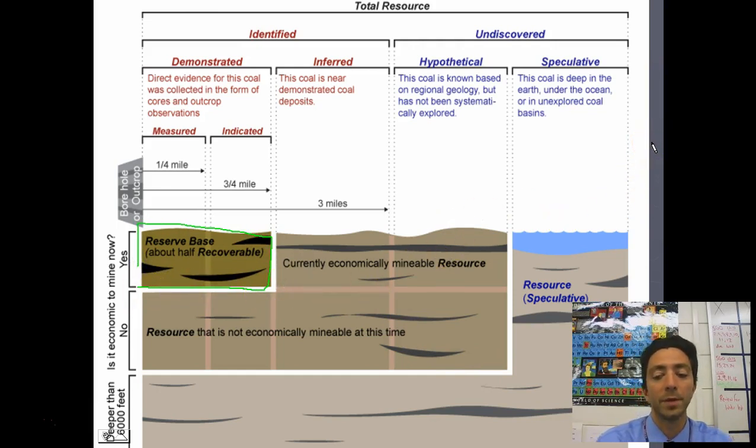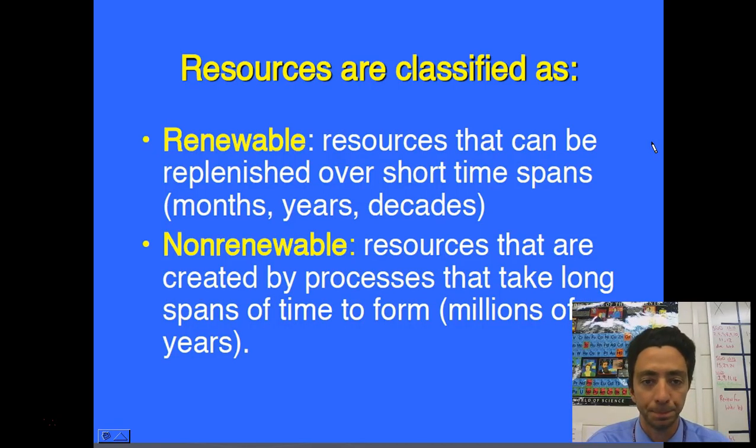So there's more stuff out there that we either know about and can't afford to go get or don't have the technology to go get, or stuff that we haven't discovered yet. And we're hoping that when we do discover it, it would be something we can financially cover. So this picture is talking about coal. You're welcome to pause the video and take a closer look at it, but I think I kind of covered it in previous slides. We've got two different classifications on these. These should be familiar to you.